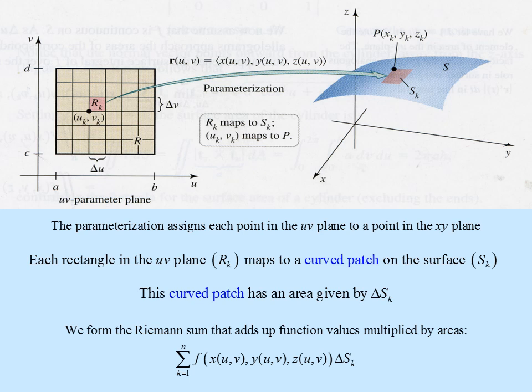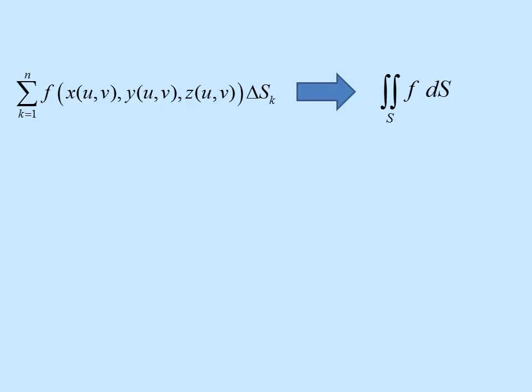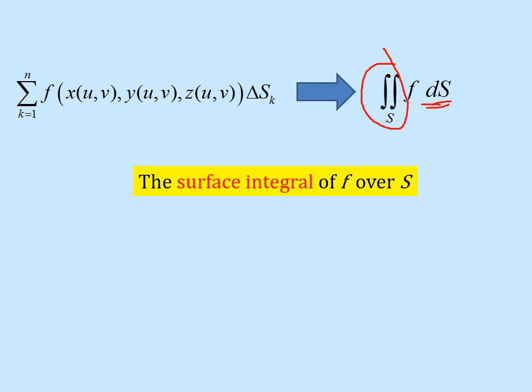The Riemann sum then would add up all of the function values times the areas. That gives us our three-dimensional components, function times area. So we typically write our surface integral like this, where we're doing a double integral with respect to S. And that's what we call our surface integral.